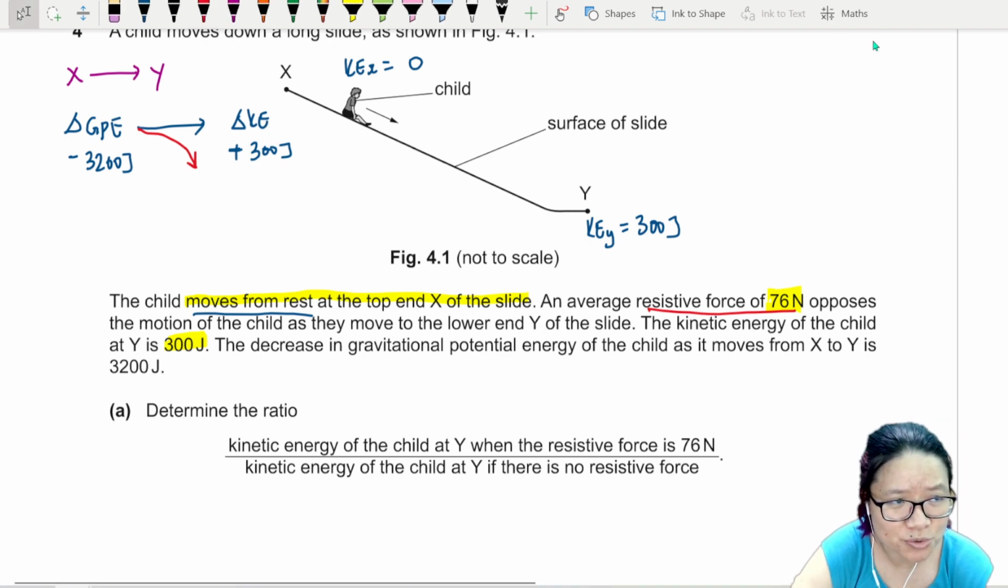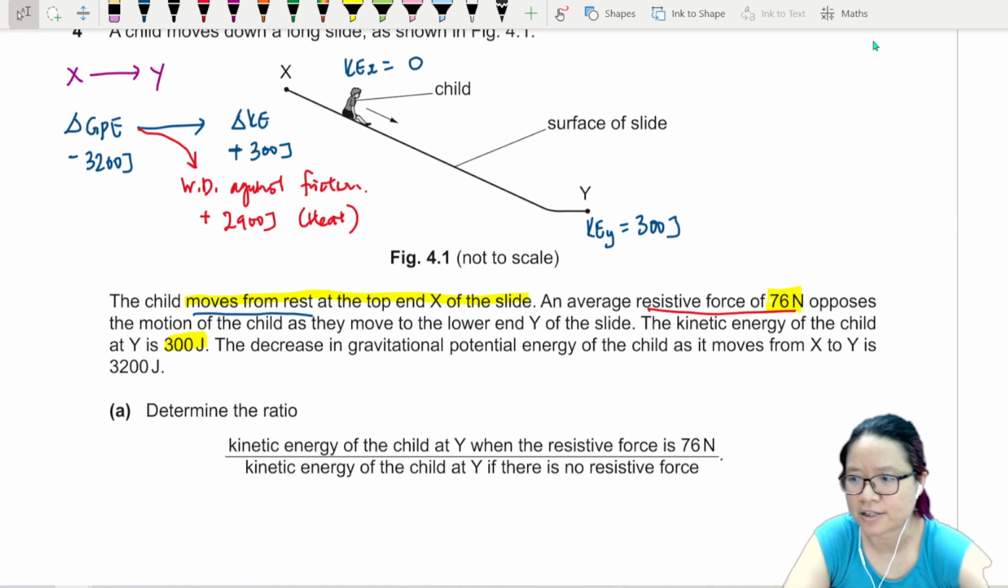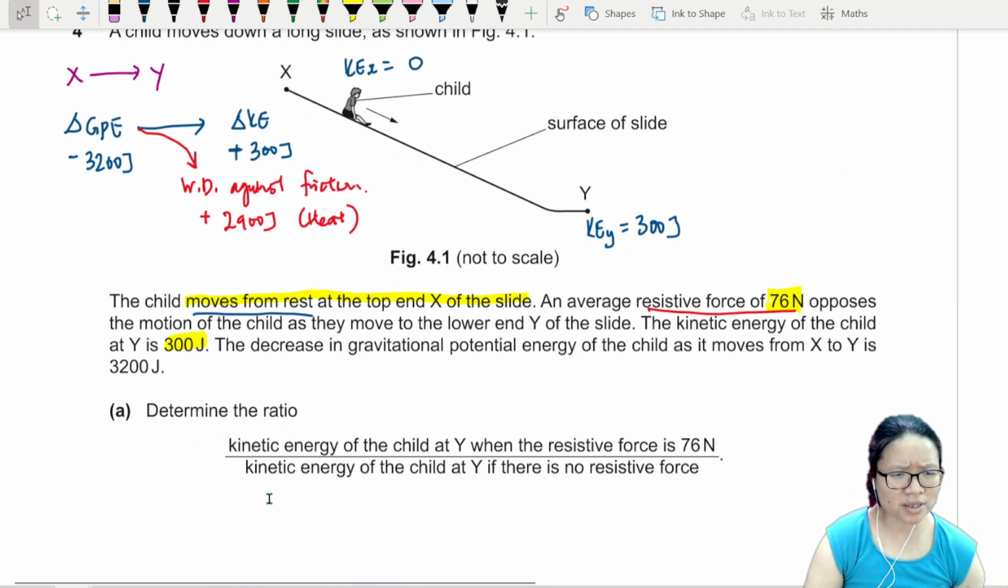Okay, so the resistive force here is work done against friction. Just what is left basically. So we have 2900 joule of what is essentially heat or wasted energy. The child's butt is going to be very hot. Friction.